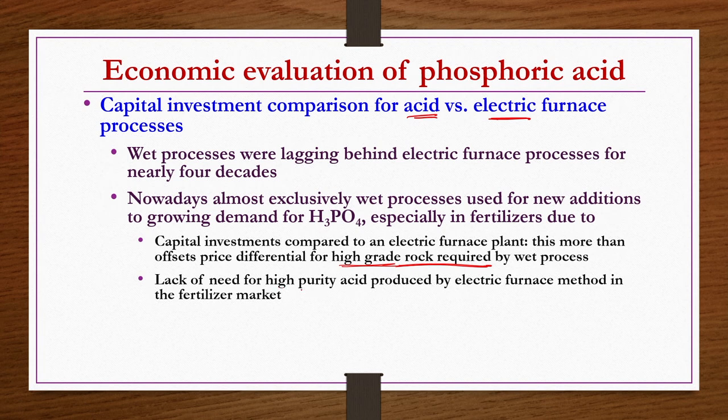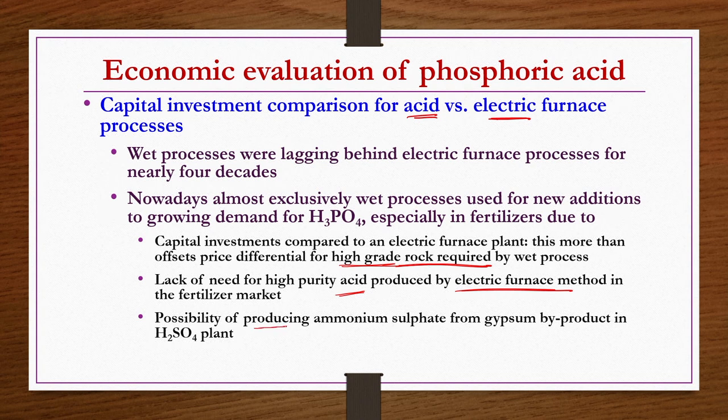Then lack of need for high purity acid, because of whatever phosphoric acid you produce, more than 90% is being used for fertilizer production. And for fertilizer production, you don't need such high purity acids actually. Whereas this electric furnace method produces very high purity acid. That much high purity acid is not at all required if you are using this acid for fertilizer production. So this is another reason that it is better to go for wet process. Then the possibility of producing ammonium sulfate from gypsum byproduct in the H2SO4 plant is there, which is missing in the electric furnace plant.